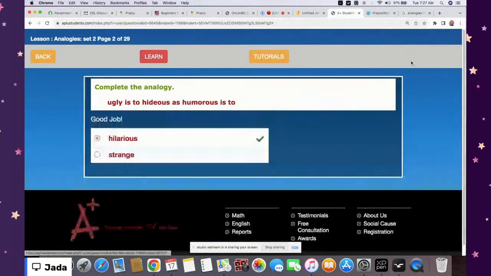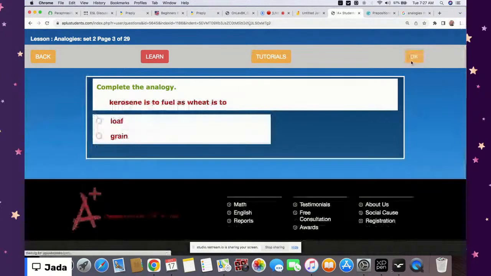Okay, great. Kerosene is to fuel as wheat is to what? Hot is the summer, right? Yeah, hot is the summer. Good job. Now, kerosene is to fuel as wheat is to low or grain. Which one? Grain. Okay, let's say grain.